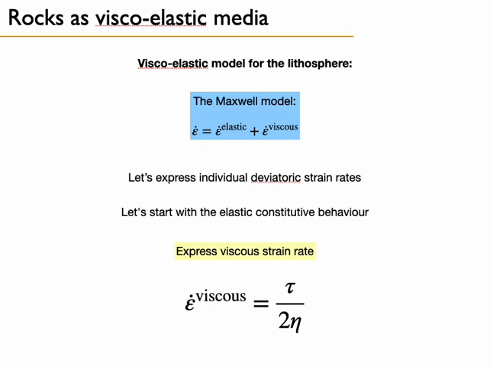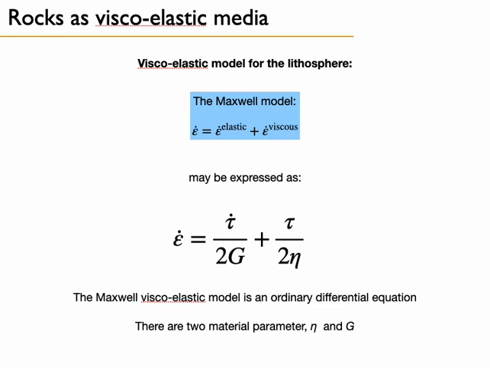So we have two strain rates that we express, so we can construct our viscoelastic Maxwell model. That's the chain here. Epsilon dot, the total strain rate, is equal to tau dot, the deviatoric stress rate, divided by 2G, plus tau divided by 2 eta. The Maxwell viscoelastic model is here an ordinary differential equation, because in the same equation you have the rate of the stress and the actual value of the stress. We have two material parameters, the viscosity in Pascal times seconds and G in Pascal.